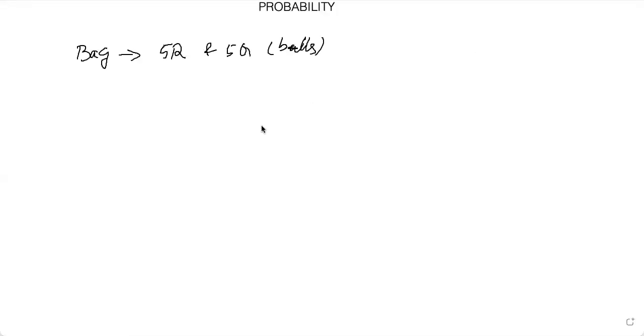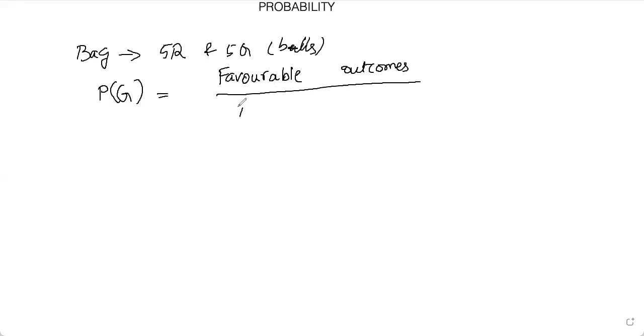So what is the probability of picking a green ball? Let us first assume that the event of picking a green ball is G. Then the probability of picking a green ball will be P of G, which is equal to the favorable outcome by the total outcomes.